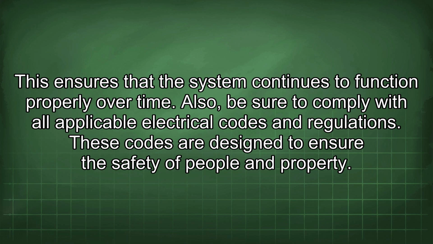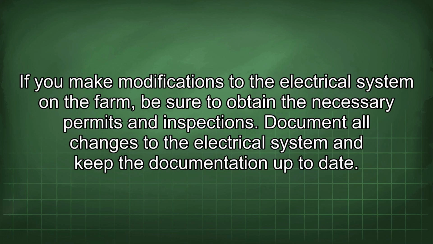Also, be sure to comply with all applicable electrical codes and regulations. These codes are designed to ensure the safety of people and property. If you make modifications to the electrical system on the farm, be sure to obtain the necessary permits and inspections. Document all changes to the electrical system and keep the documentation up to date.